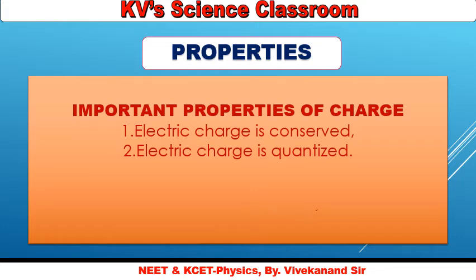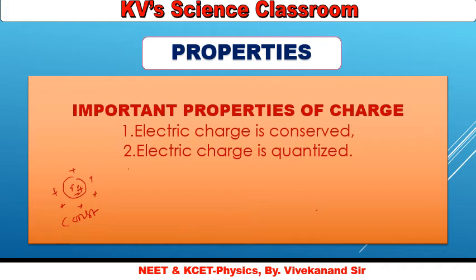For an isolated system, the net charge always remains constant. This is called conservation of electric charge. For example, you can see here there is one isolated system. All the charges here, you can represent like this. You can say that is constant. That is called the conservation. It remains constant. This is called the conservation of electric charges.